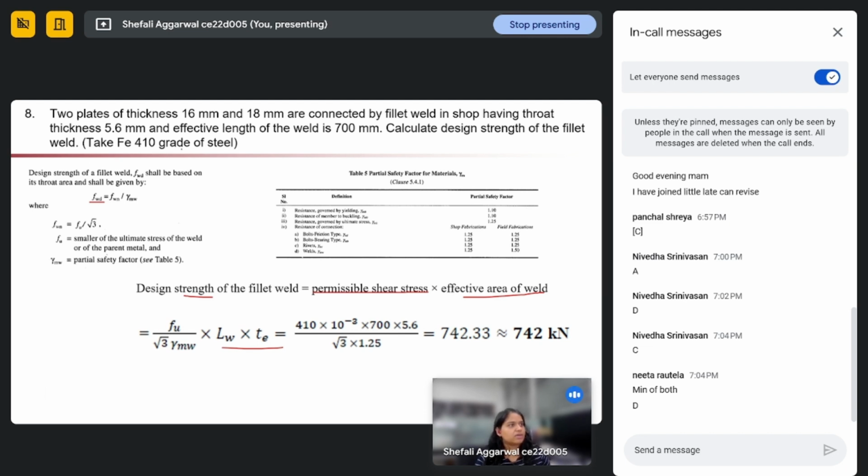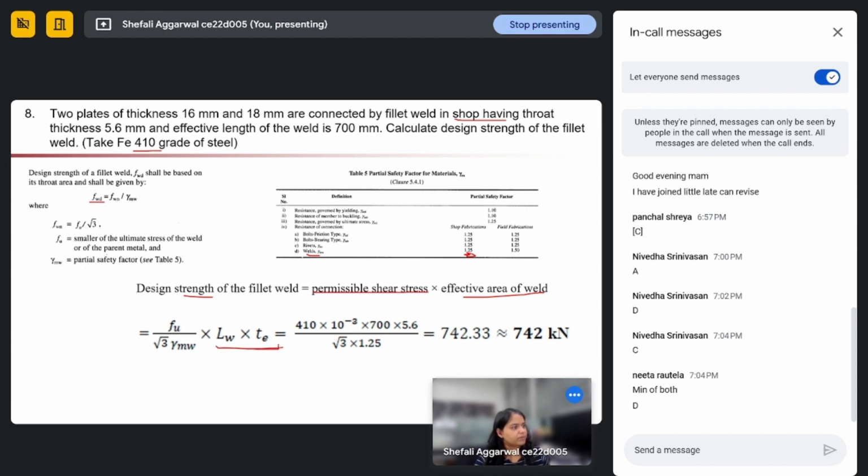In this case, Fu is already given as 410, and gamma MW will be 1.25. For welding, it is 1.25 if it is shop fabricated. Sorry, it's shop fabricated and it is a weld joint. So our gamma MW will be 1.25.